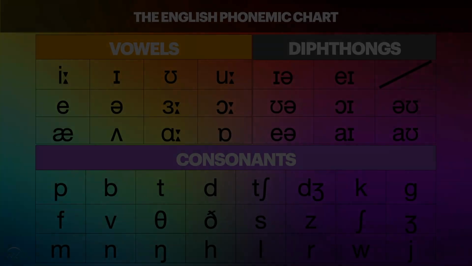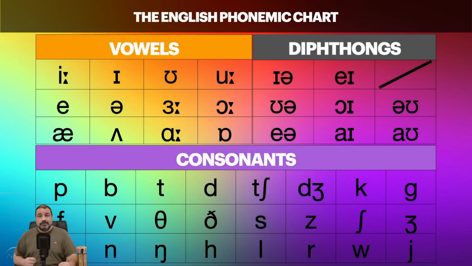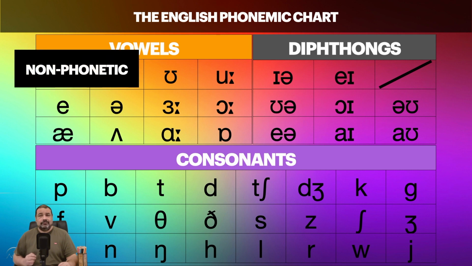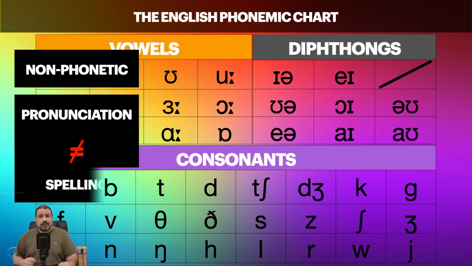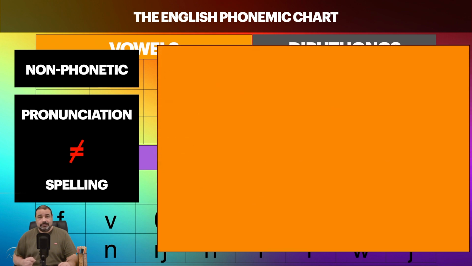Why this chart? Students always ask me, why did you have to learn this chart and all the symbols? So why this chart? Well, the first thing we need to know and understand is that English is a non-phonetic language. This means, in English, pronunciation doesn't follow spelling. Again, in English, pronunciation doesn't follow spelling. And this is a problem for many students.